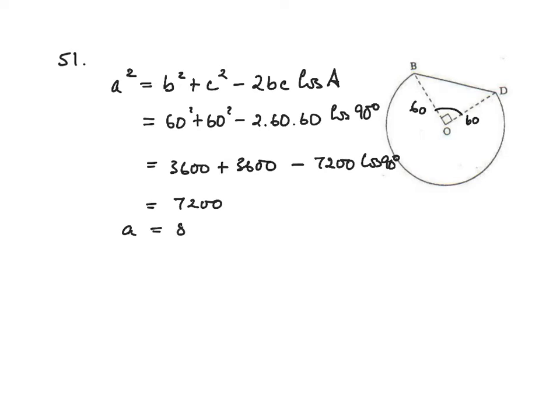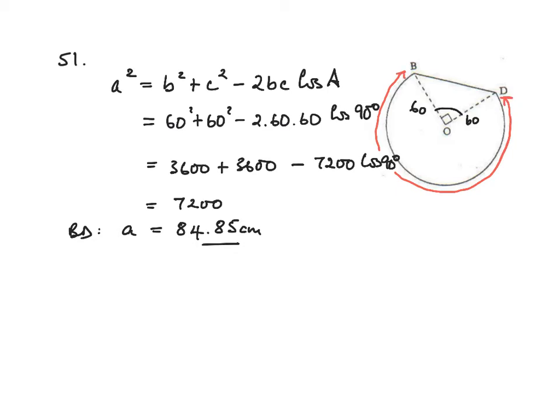I think this is 84.85 centimeters, and that is the straight length BD. Now what I want to do is to work out the length of the arc. So that's this distance here, all the way around. That's what I'm going to do next.